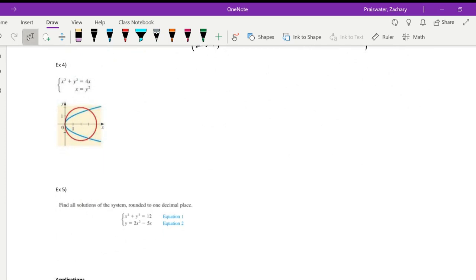Okay, here we have another example where there's a couple nonlinear things. X is already by itself, and so we could plug that in for this X up here and see what happens. The other option would be to get y squared by itself and plug it in on the other one. Let's kind of do both real quick. So if I plug x equals y squared into that top equation, then that gives me y squared squared.